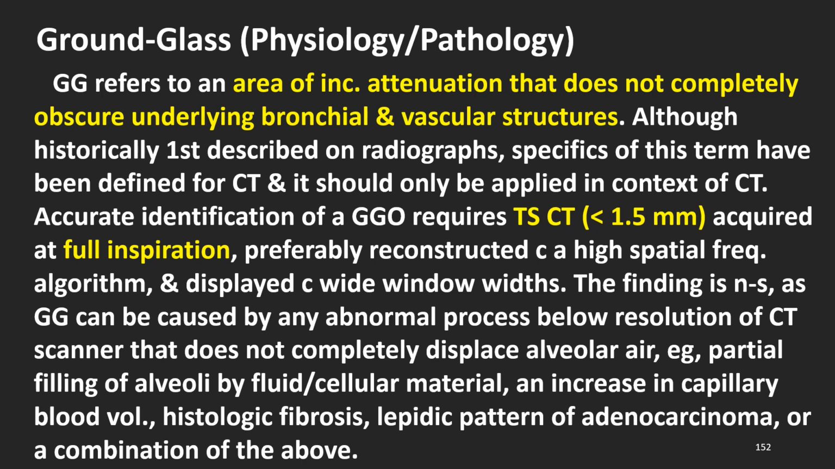Accurate identification of a ground glass opacity requires thin section CT, less than 1.5 mm, acquired at full inspiration, preferably reconstructed with a high spatial frequency algorithm and displayed with wide window width. The finding is nonspecific, as ground glass can be caused by any abnormal process below the resolution of the CT scanner that does not completely displace alveolar air, for example, partial filling of alveoli by fluid or cellular material, an increase in capillary blood volume, histologic fibrosis, lipidic pattern of adenocarcinoma, or a combination of the above.